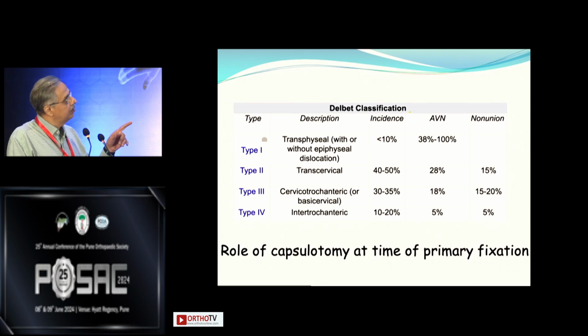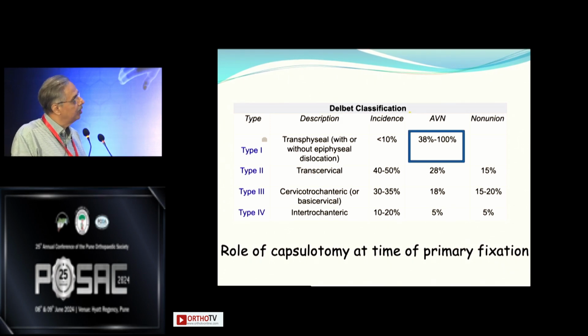The chances of AVN have been given for type 1 as almost 38% to 100%, especially with a dislocation. I just want to know the panel's opinion: in this situation a capsulotomy is not required, but if you do a closed reduction and pinning, would you do a capsulotomy every time during primary fixation? Does it help to prevent the AVN?